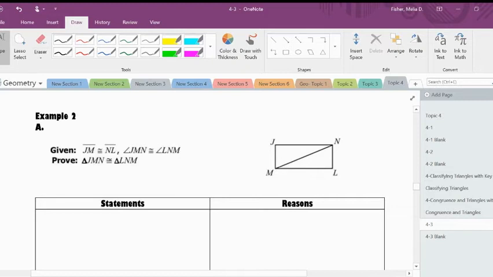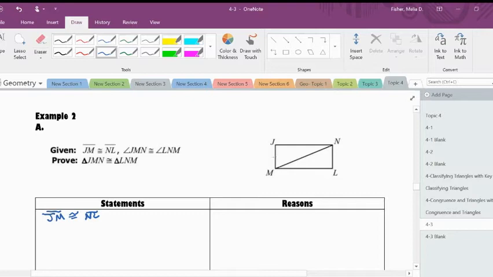Now we're going to look at example 2. Given JM is congruent to NL, and angle JMN is congruent to angle LNM. So we're going to be writing a proof. If you recall, the very first thing that we write in a proof is the given information. So we're going to start by putting down that JM is congruent to NL, and I'm going to go ahead and mark that on here.